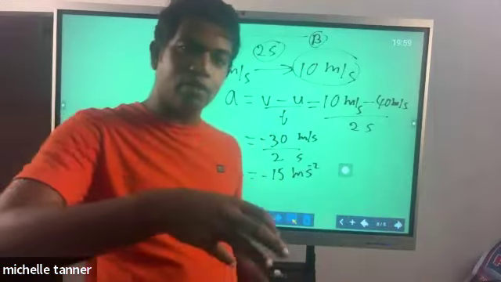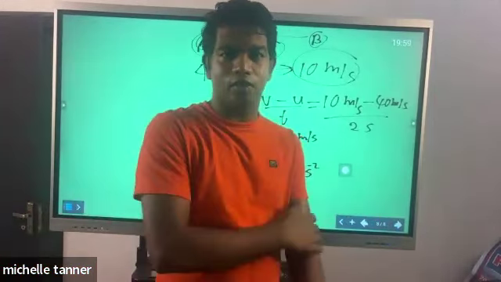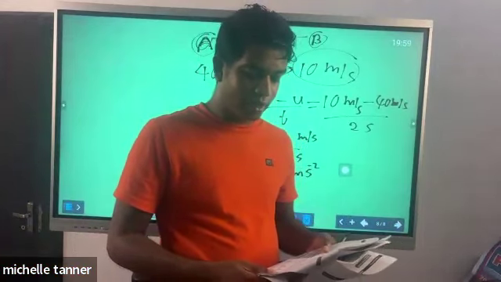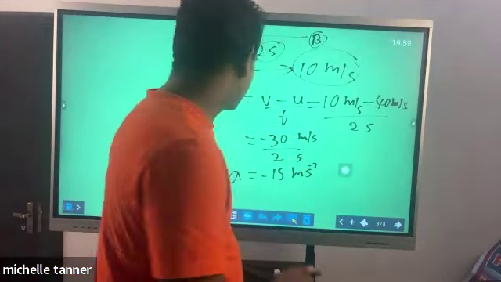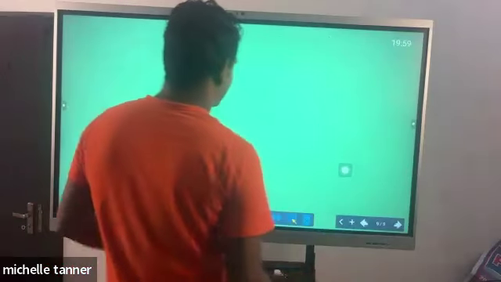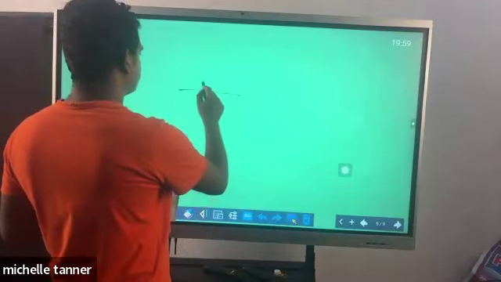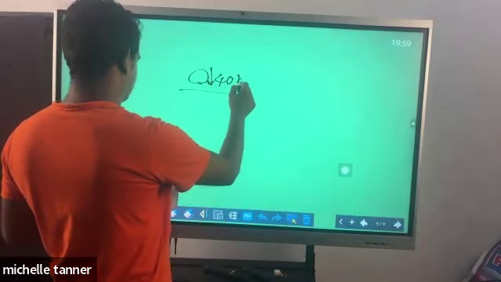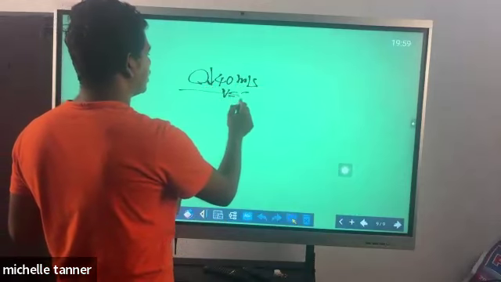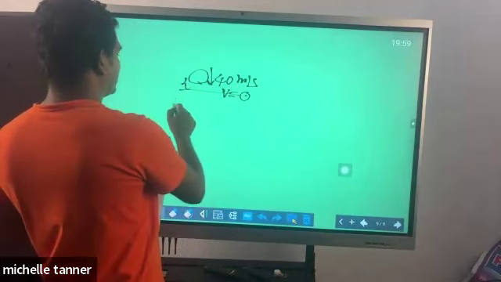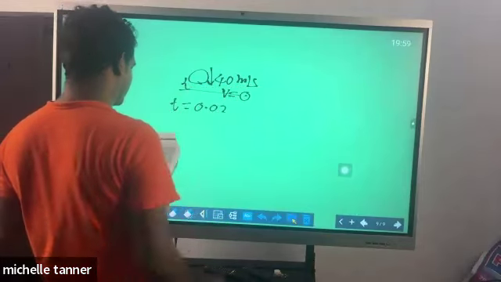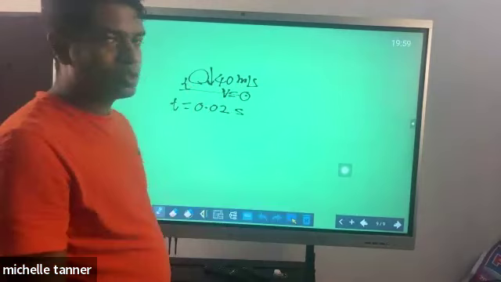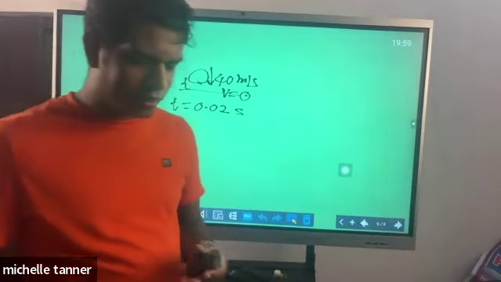When the object hits the ground, we can assume the final velocity is 0. No bounces. The time is 0.02 seconds. What is the acceleration? Mark the values and write the question. The initial velocity is 40 meter per second, the final velocity is 0, and the time period is 0.02 seconds. Using these steps, quickly calculate the acceleration.